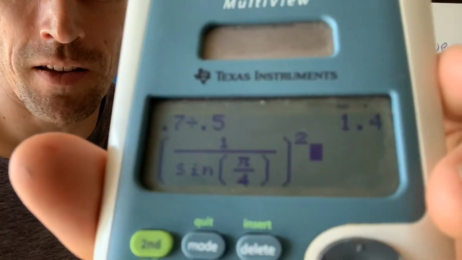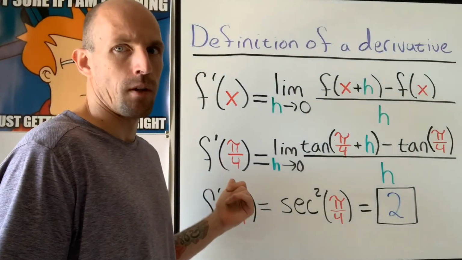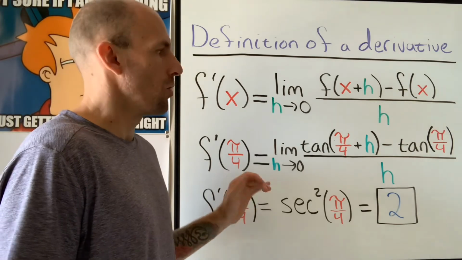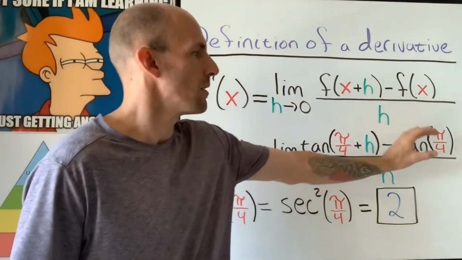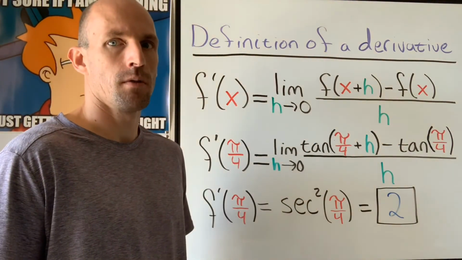Evaluating our expression in the calculator, the value of our derivative at pi fourths, which is defined as the limit as h goes to 0, is 2.